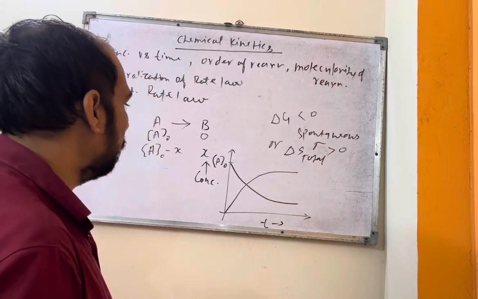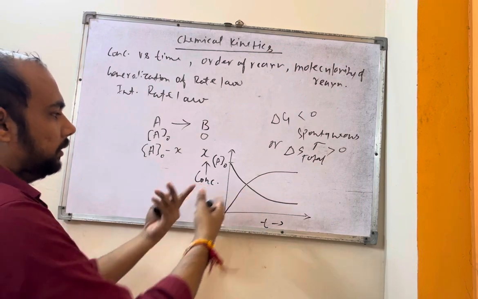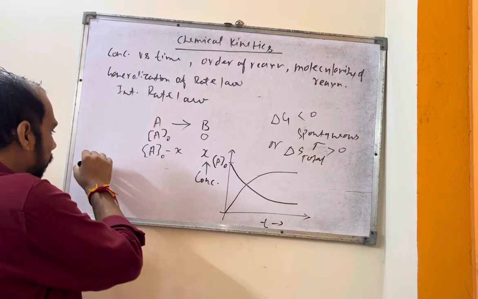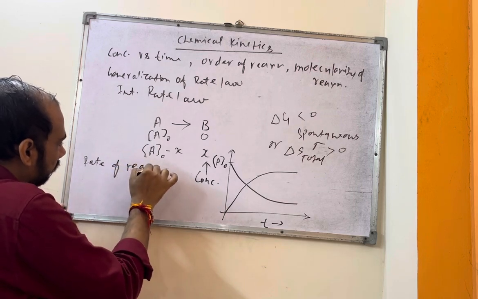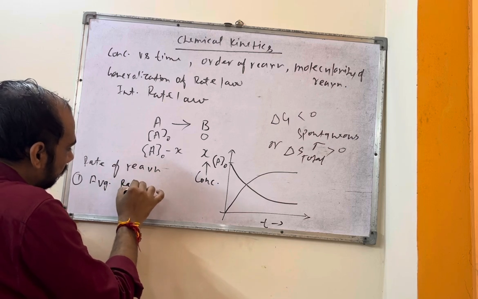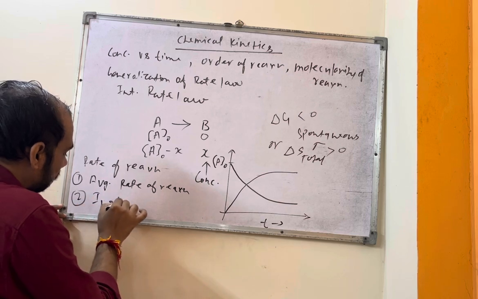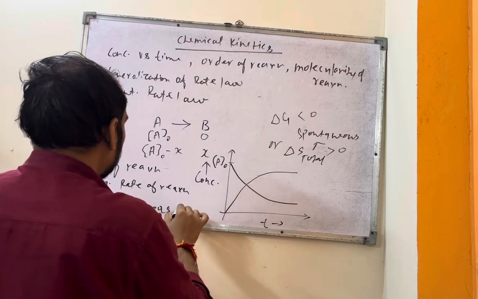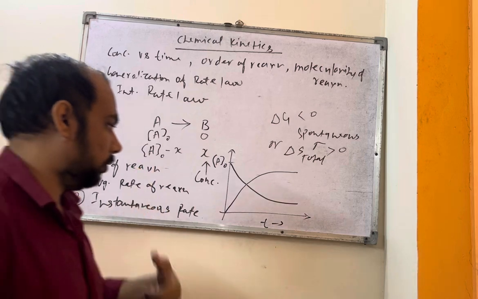So here one thing we ask about is how the rate of the reaction is in this chemical reaction. Rate of reaction we study in two different ways. First, average rate of reaction, and second, instantaneous rate of reaction. So first let's talk about average rate of reaction.